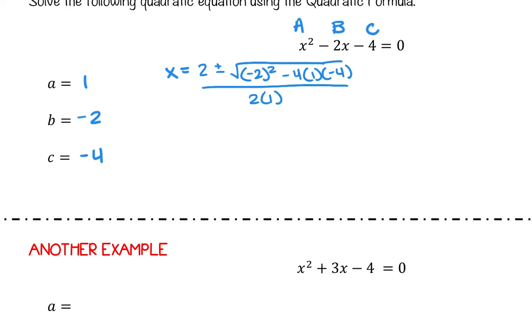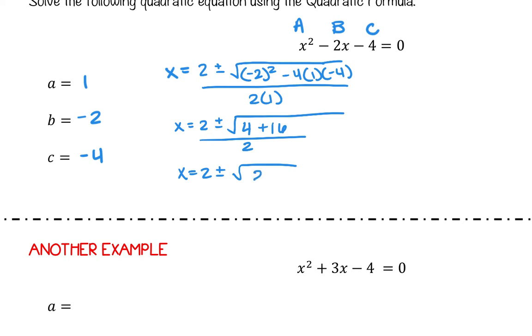Okay? Clean this up a little bit, so we get x equals 2 plus or minus the square root of negative 2 squared, that's saying negative 2 times negative 2. So that is a positive 4. And then negative 4 times 1 is negative 4. And then negative 4 times negative 4 is a positive 16. So that gives us 4 plus 16 all over 2 times 1, which is 2. All right, so then we get x equals 2 plus or minus the square root of 4 plus 16, which is 20, over 2.